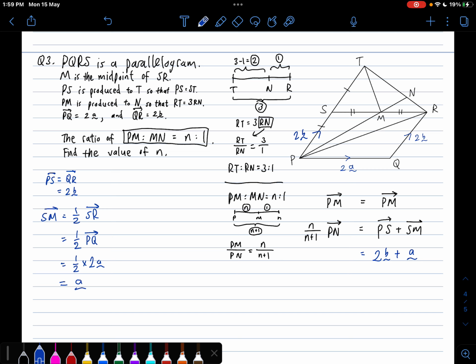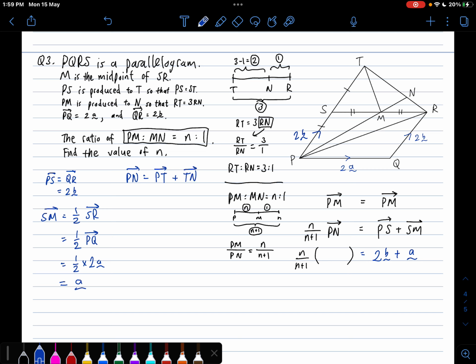Now, the challenge. You have n over n plus 1 on the left hand side, but you have a PN. How can we express this PN? How can we possibly find out what's PN? This requires a bit more work. There are many ways to approach this, but one way I found to find the vector PN is go from P to T first, and then T towards N. So PN will eventually be PT plus TN.